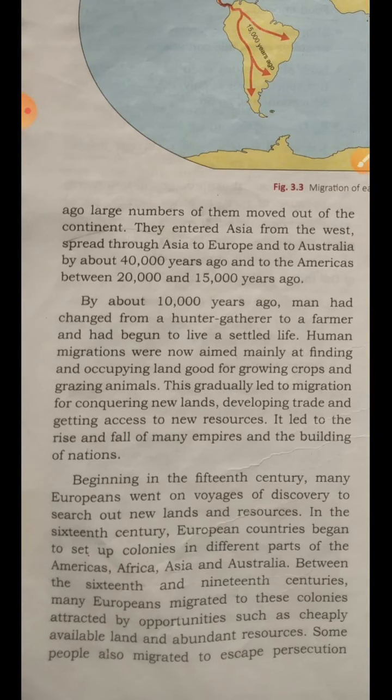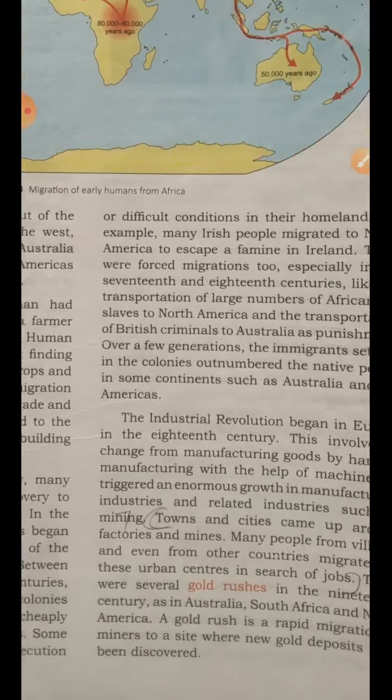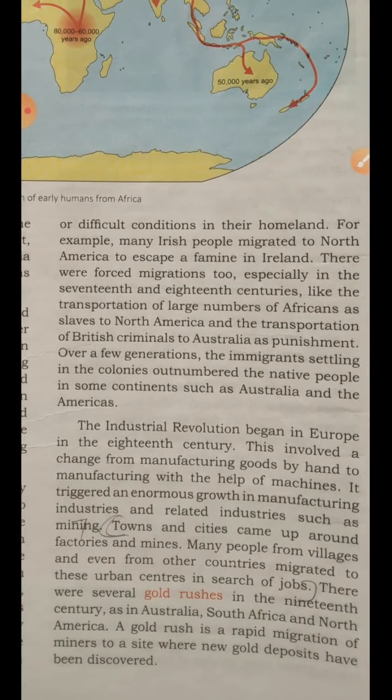Beginning in the 15th century, many Europeans went on voyages to search out new lands and resources. In the 16th century, European countries began to set up colonies in different parts of America, Africa, Asia, and Australia, and between the 16th and 19th century, many Europeans migrated to these colonies, attracted by opportunities such as cheaply available land and abundant resources. Some people migrated to escape persecution or difficult conditions in their homeland. For example, many Irish people migrated to North America to escape a famine in Ireland.